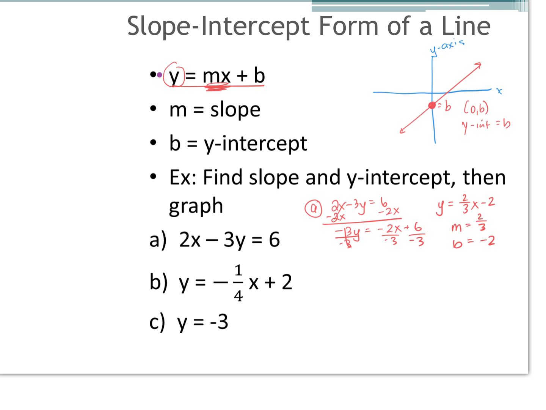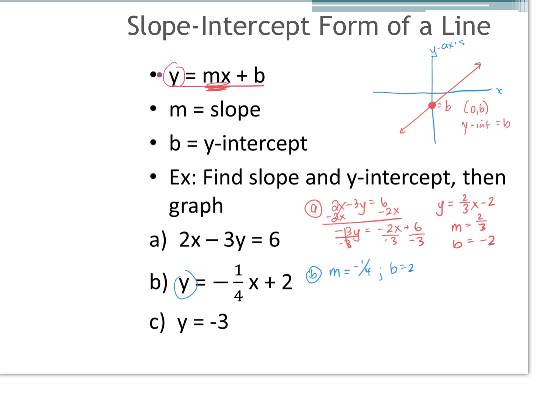Now, I'm going to actually solve all of them first, and then I'll go and graph them in the next slide. So in B now, again, notice B is already in y equals mx plus b form. So this one I just have to identify that my m is negative 1/4 and my b equals 2. So I know that my graph is going to have a negative slope of 1/4 and my y-intercept is going to be 2.